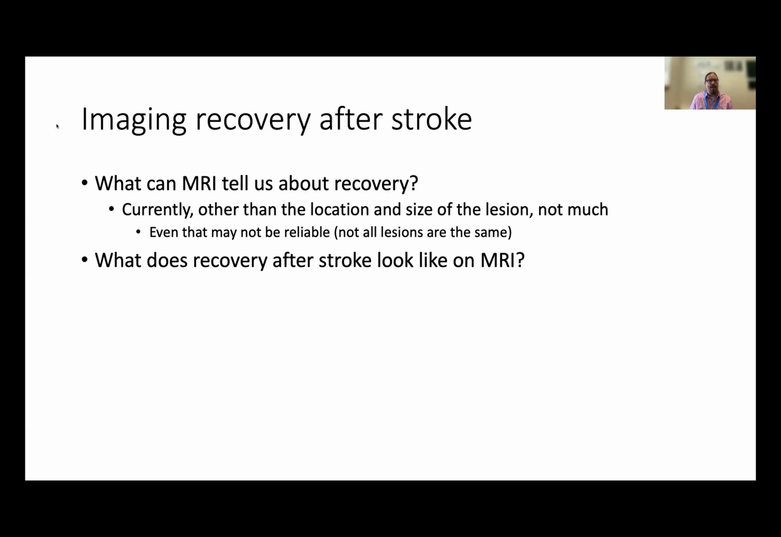So what would we expect recovery to look like on MRI? Certainly, sorry, I'm getting text here. Okay, sorry about that. I'm on service.